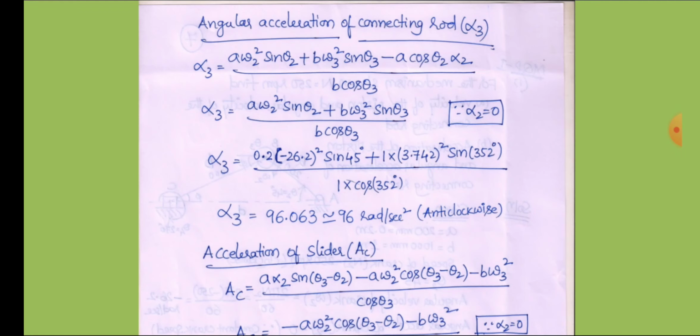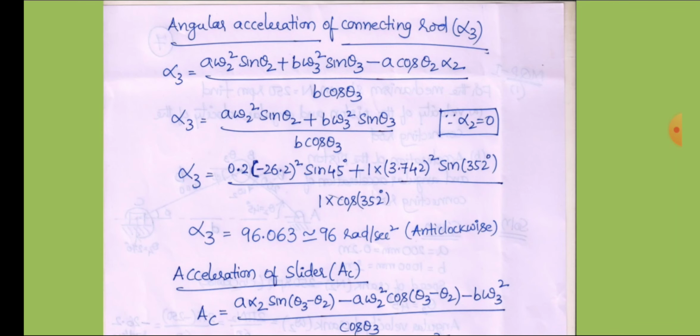After finding velocity, then the accelerations. First, the angular acceleration of the connecting rod, alpha 3. So what is alpha 3?